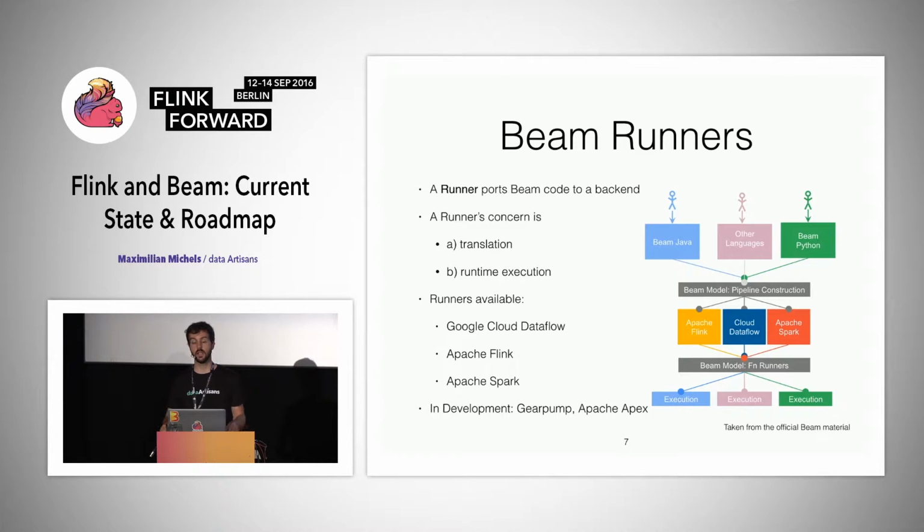And we currently have 3 runners available. That is, of course, the Google Cloud Dataflow runner, which was the first runner, and then the Apache Flink and Apache Spark runner. Kenneth already mentioned there's a pull request for the Gearpump runner, which will be in soon too, and there are plans for an Apache Apex runner.